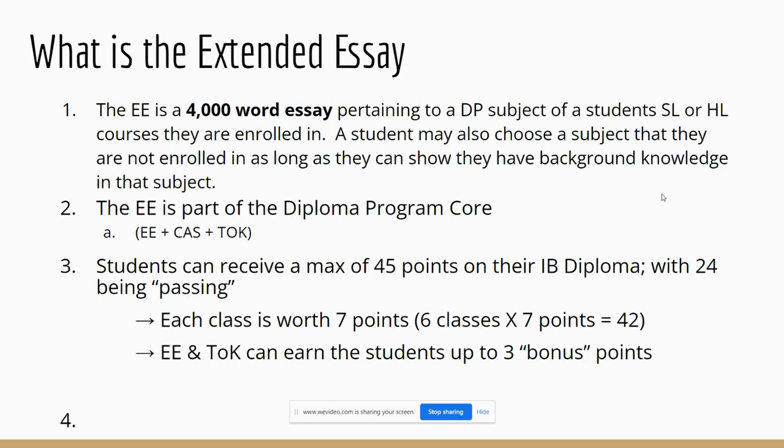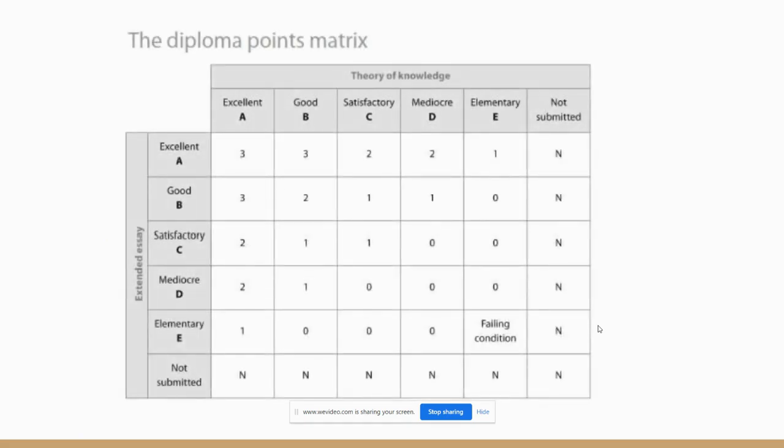Students need 24 points to get their diploma with a maximum of 45 points. They can get their points from their 6 classes that they will be taking, and each class has 7 points. So as you can see here, 6 classes times 7 equals 42. EE and TOK can earn them up to 3 bonus points towards their 24 points that they need. Here's how they can get bonus points.